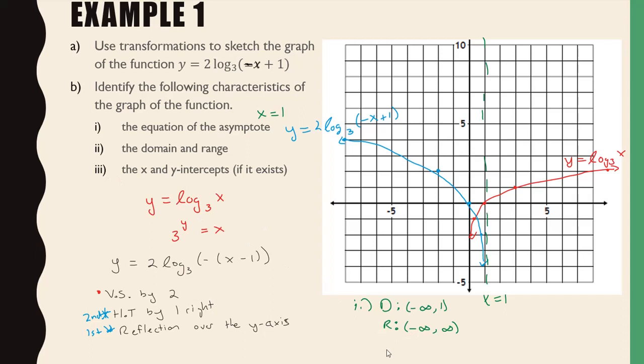Finally, our x and y intercepts. So our x-intercept is actually the same as our y-intercept. They both occur at 0. So our x-intercept is at x equals 0, and our y-intercept is at y equals 0.